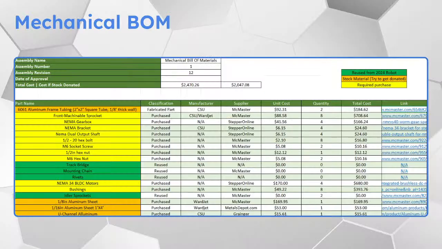A mechanical BOM, here you have all the parts listed and color-coded as to what we have, what we need to buy, what we are reusing. That's pretty self-explanatory. Total cost up there, broken down between if we got everything donated and if we just had to buy everything.